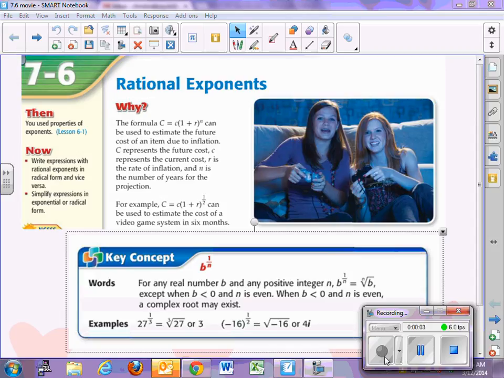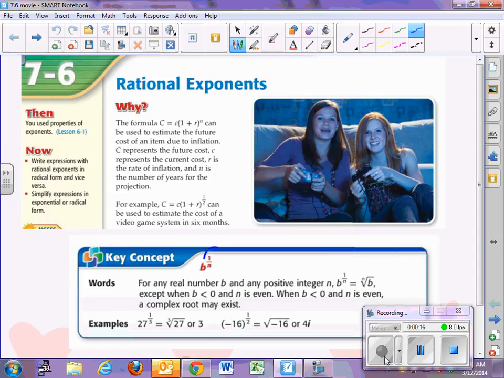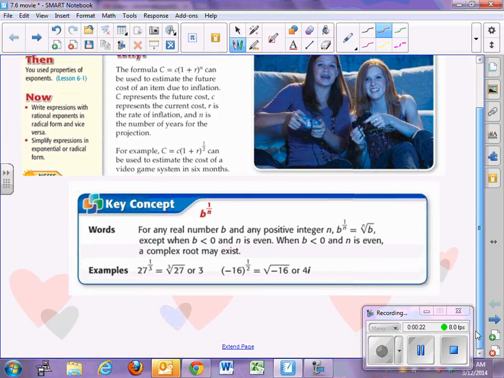All right, in 7-6, we're working with rational exponents. And a rational number, remember, is a fraction, or a number that can be written as a fraction. So when exponents are fractions, how we handle that is this. B to the 1 over n is the same as the nth root of b.